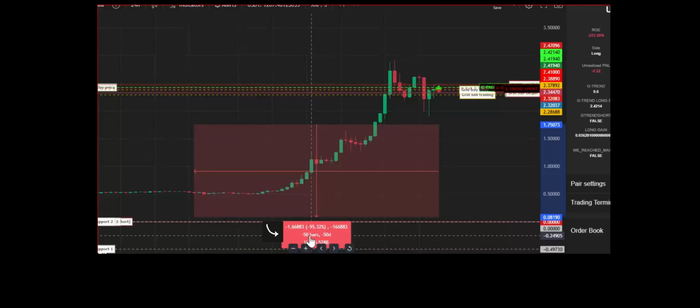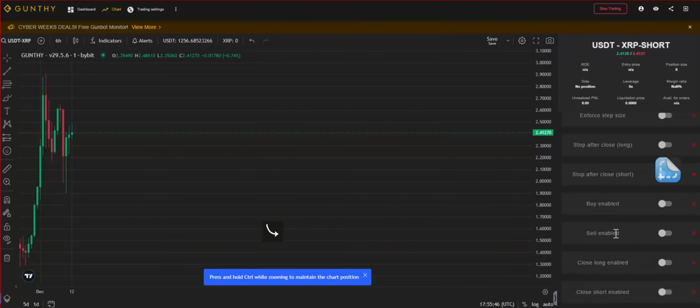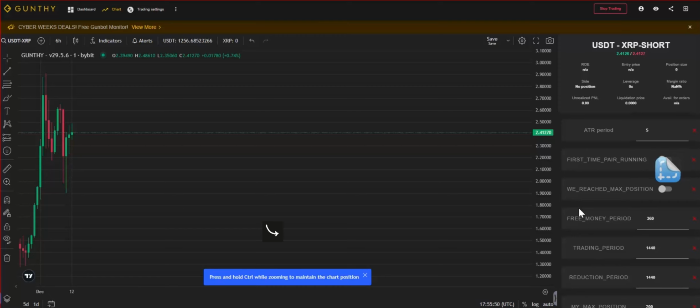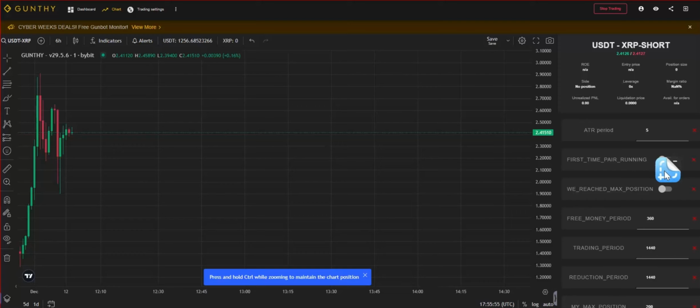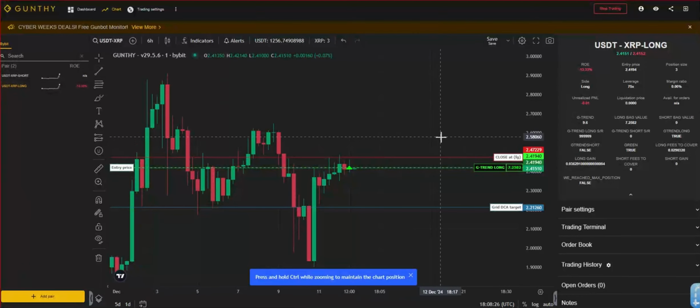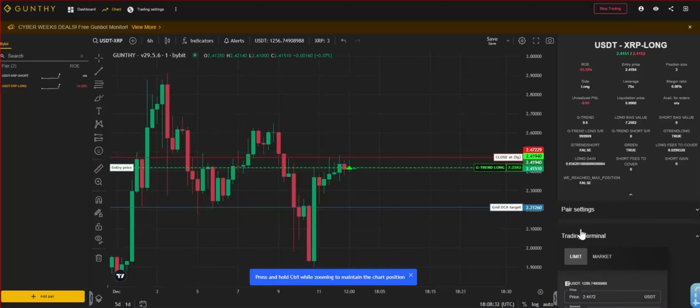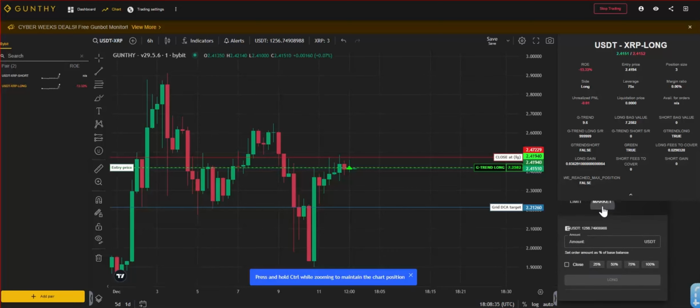When you hit save and start the bot, the auto configuration will start and it will populate all values needed automatically. You will see the first time pair running value going into false automatically. This will also add both sides, the long and the short pair, and it will populate all values. It will take a couple of minutes for this to happen. Once it's done, you will see values like, for example, the free money period, the trading period, or the reduction period. Once you see these values populated in your settings, this means that the pair will soon start trading.